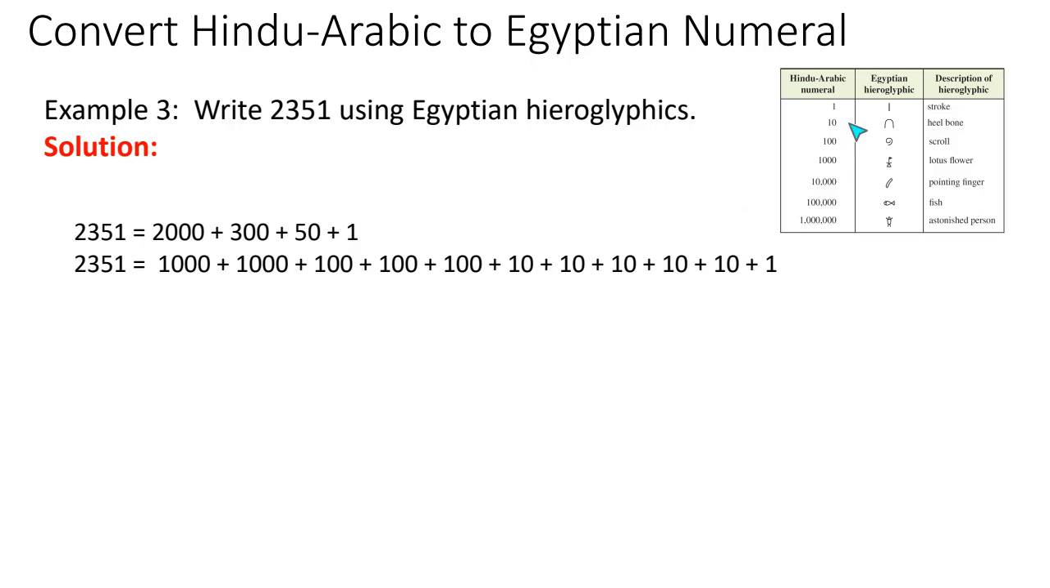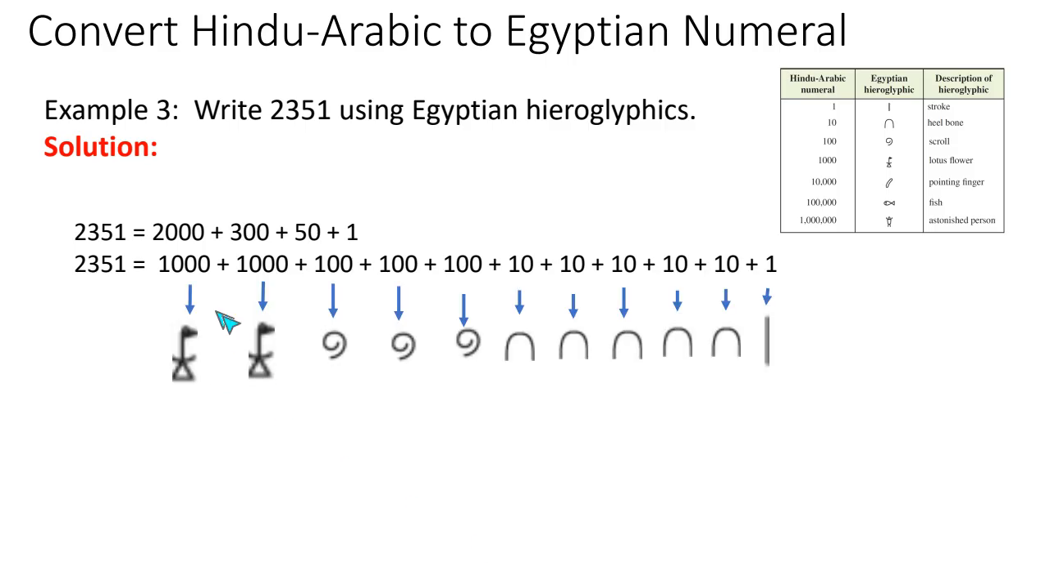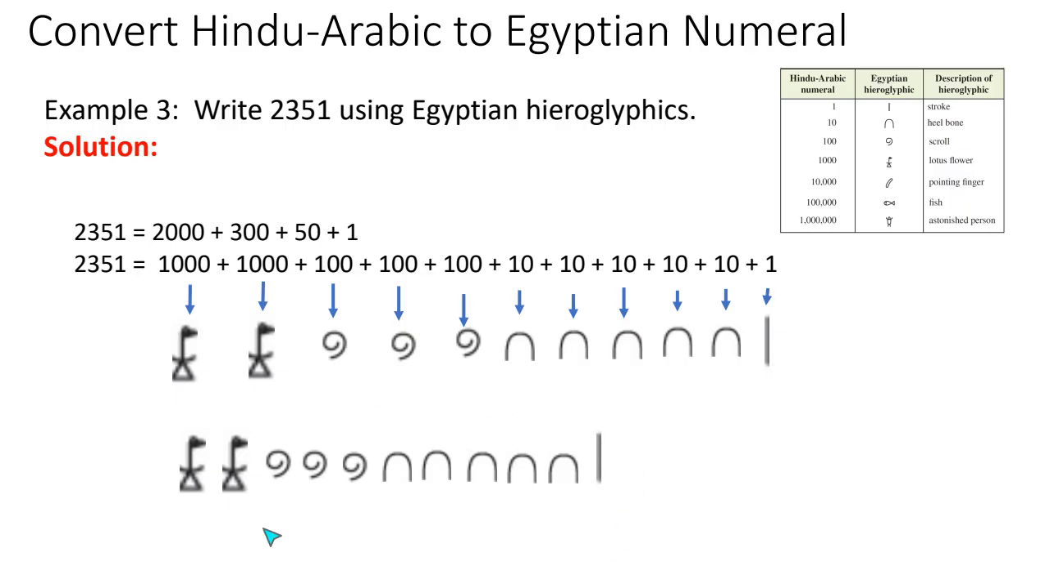So now we can look at our table and see if we have any symbols for these numbers. So we have 1,000. That's represented with the lotus flower. So we're going to go ahead and write the symbol here, the lotus flower. Then we have another 1,000. So I write another flower. And then for the 100s, I write the scrolls. And then for the 10s, I'm going to write those heel bones. And then we're going to have a stroke. And so this would be your final answer, all of them together.